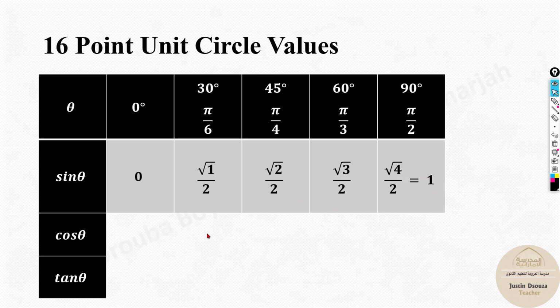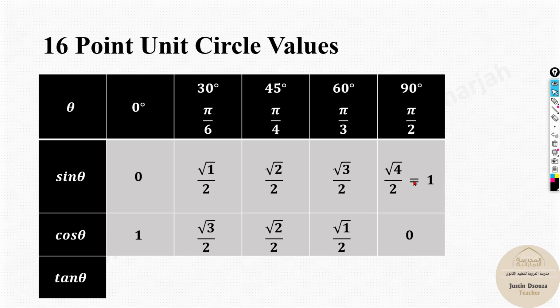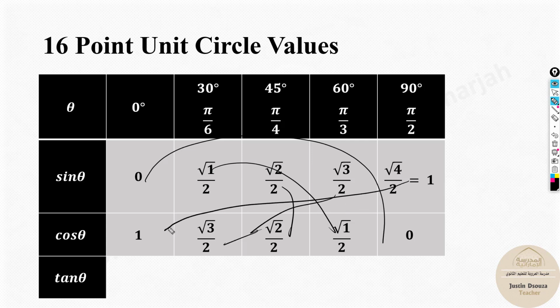The root 3 by 2 will be the second value. See, it's just changed. Whatever was first becomes last for cos, and the last becomes first. See, 2 has jumped over here. This one over here is the same. This one over here, and the last one, the first one.